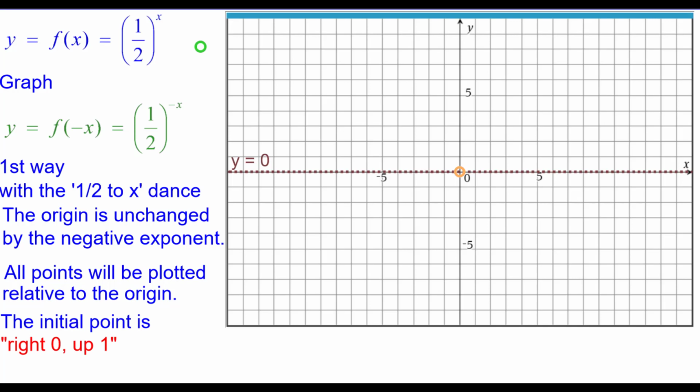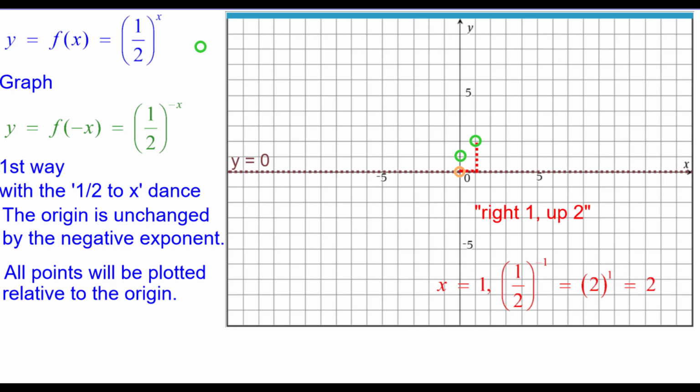Our initial point is right 0, up 1. The reason for that is when x is 0, the opposite of 0 is 0, and 1/2 raised to the 0 is 1. Right 1, up 2. When x is 1, the opposite of 1 is -1, and so that means take the reciprocal of 1/2, which is 2, so 1, 2. Right 2, up 4. When x is 2, the opposite of 2 is -2. 1/2 raised to the -2 power: reciprocal to 2, and then square it is 4.